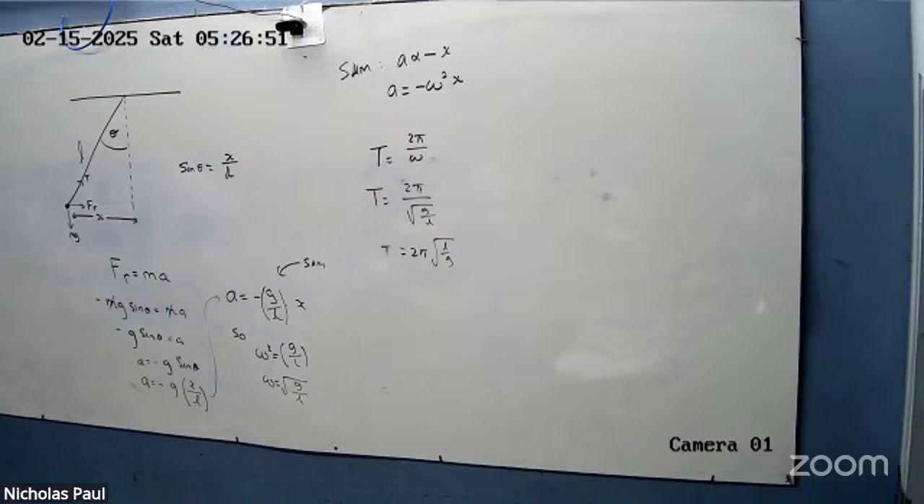All right, so that's how you show simple harmonic motion. You draw a diagram, putting in all the forces, apply Newton's second law, and then rearrange and make it in the form a is proportional to minus x.